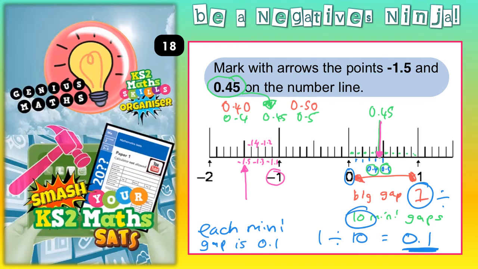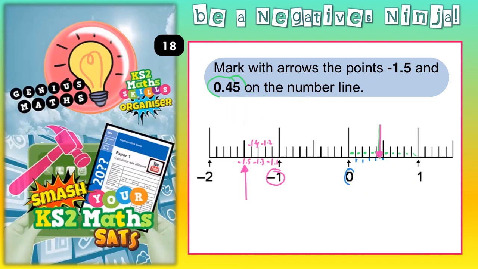To cut a long story short, there's your two answers. Let's just highlight those again and remove everything that we don't need. So 0.45 is level with this arrow, and minus 1.5 is level with this arrow.